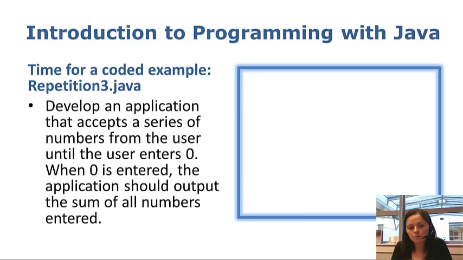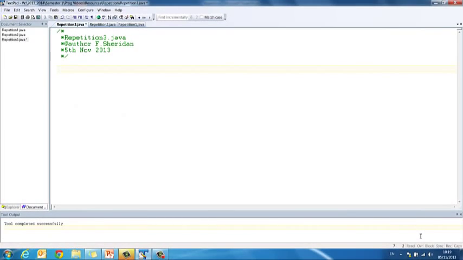When 0 is entered, the application should then output the sum of all the numbers that they entered. So what we want to do is have a running total of the numbers that the user enters, and then when the user enters 0, we exit the loop and we print out the sum. So let's take a look at this in TextPad. Okay, here I have TextPad open. Again, repetition3.java is the name of my file, and I've saved it already and I've added in my comment.